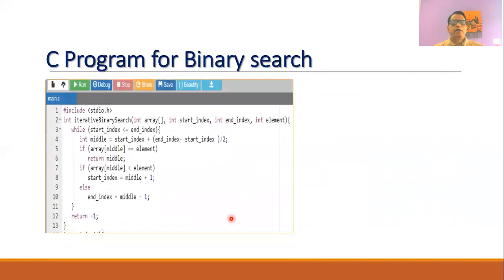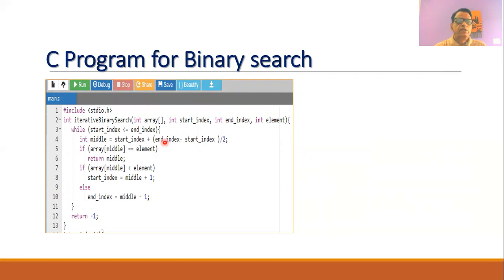So we can write a C program for the binary search algorithm. The C program is displayed in this window, where you will find that we are making use of stdio.h because this file is needed whenever we write any C program where we need to make use of input output statements. This function is called the iterative binary search function, where it will have the arguments such as array, the start index, end index, and the element to search.